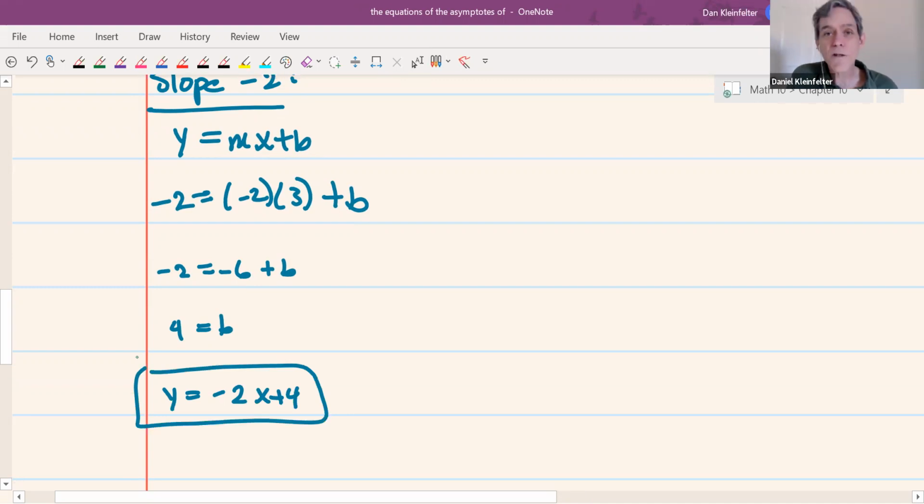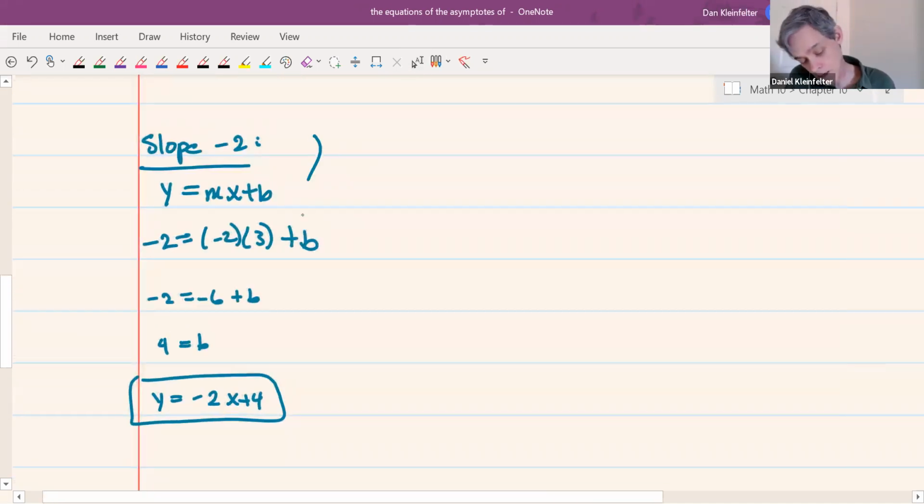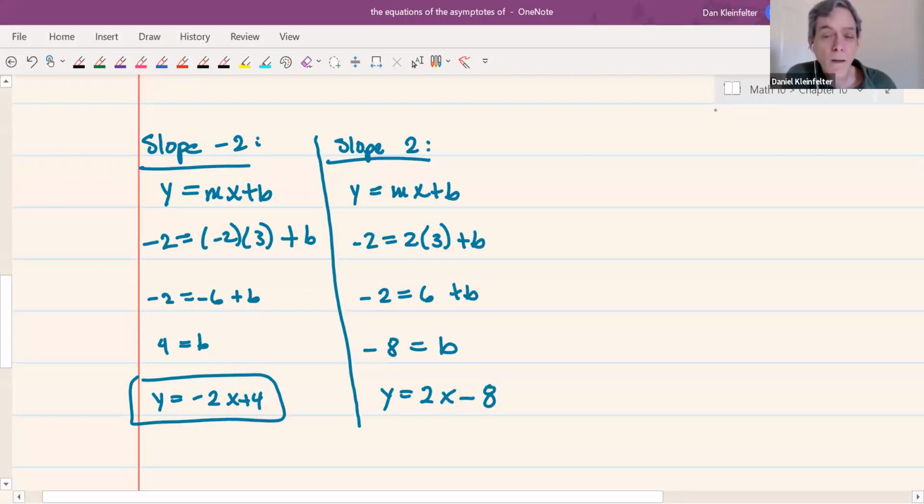Okay, there's the first asymptote. Now we're going to repeat the same thing with a slope of 2. So we've gone through the steps there for a slope of 2.